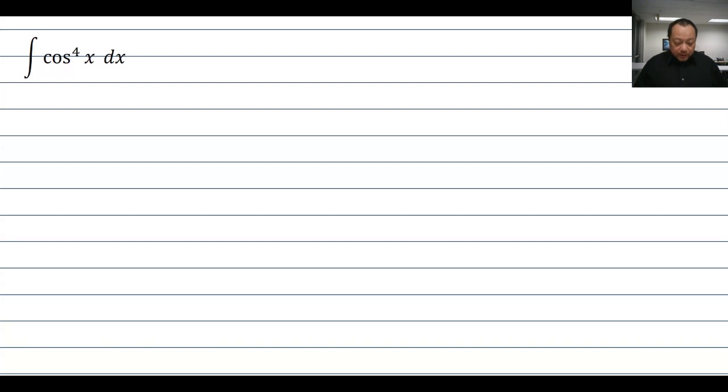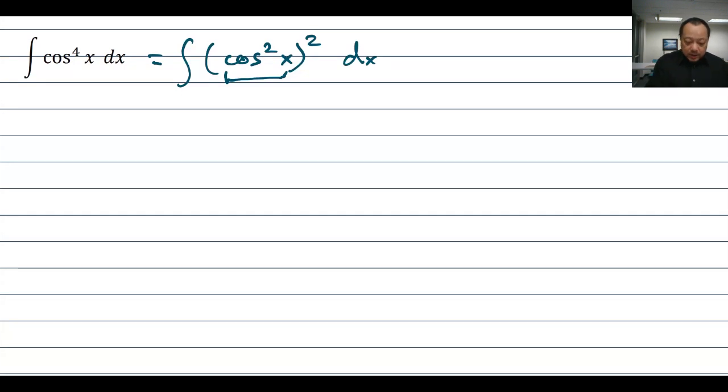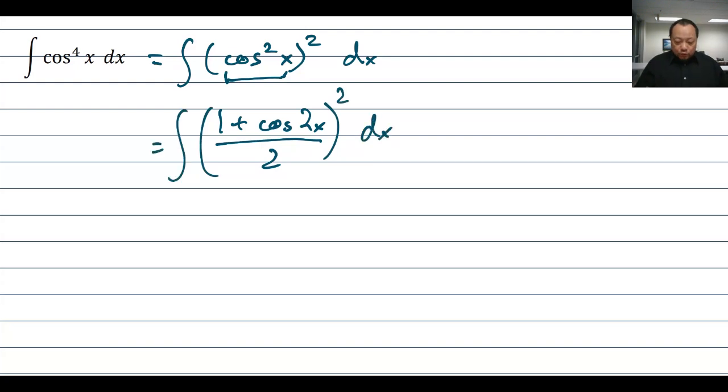The first example is this one, integral of cosine to the fourth. I'll rewrite it as the square of cosine squared. And the inside of that square, I'm going to use a double angle formula, end up with 1 plus cosine 2x over 2. That's the cosine squared on the inside. Square it up. I do the squaring. The denominator, 1/2 squared, is 1/4, so I'm going to put it outside. The numerator is 1 plus, you're going to use the square of a binomial.